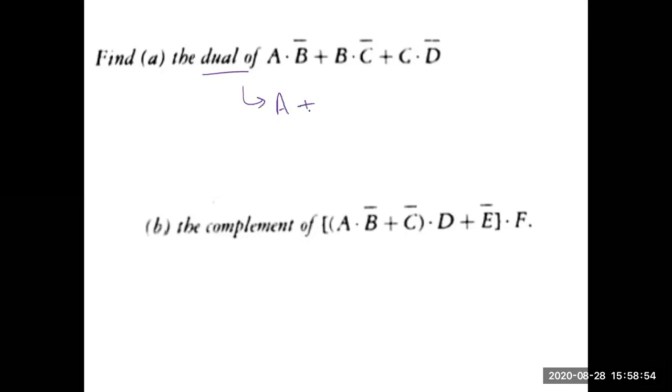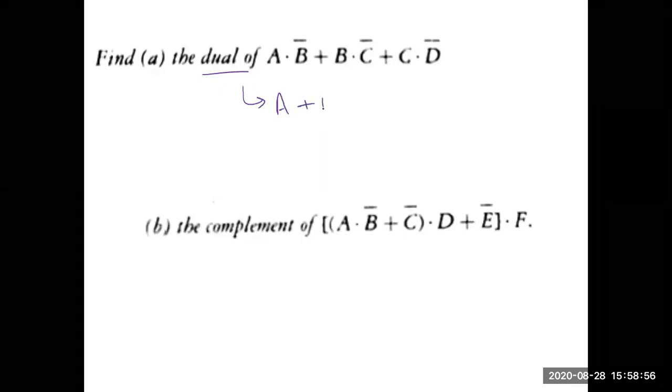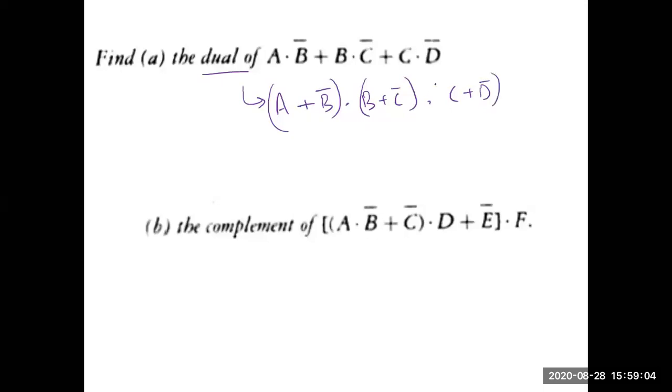Okay, so solve this one. The question is you need to find the dual. So the same concept you need to apply when you are finding the dual. In place of dot you need to write the plus symbol. So this is a plus b bar dot b plus c bar dot c plus d bar.